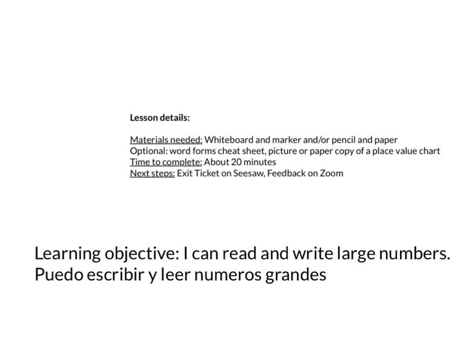Optional, you could get the word forms cheat sheet from Canvas and a picture or paper copy of a place value chart if you have one.